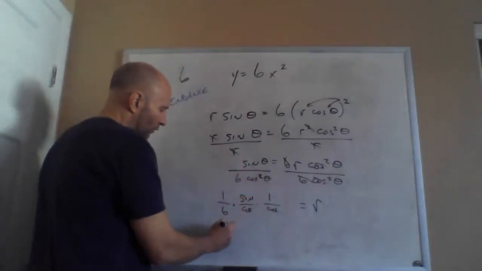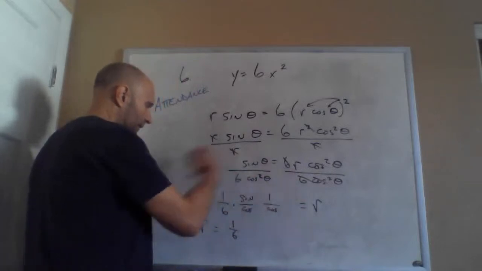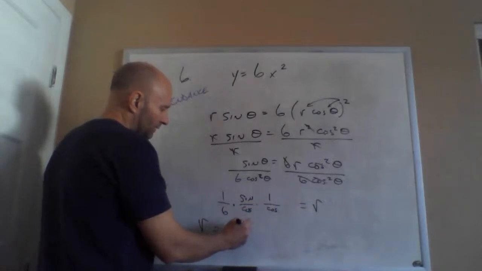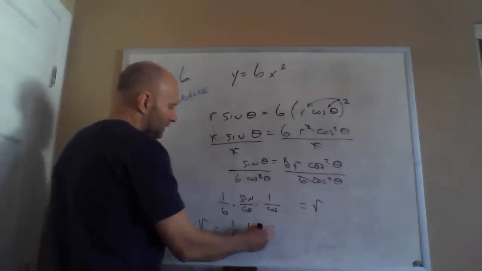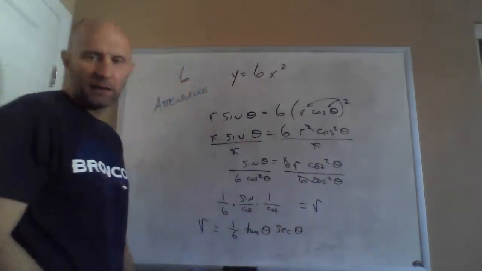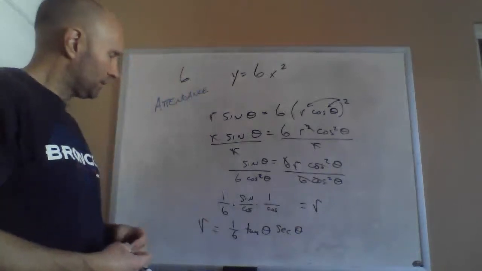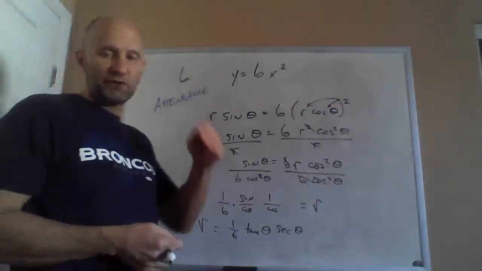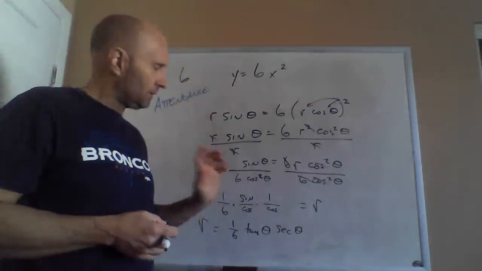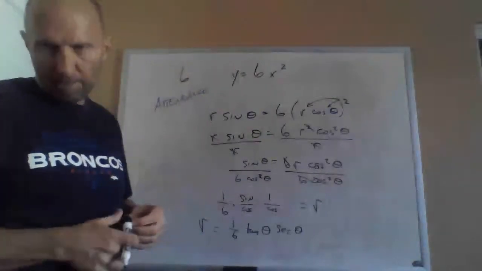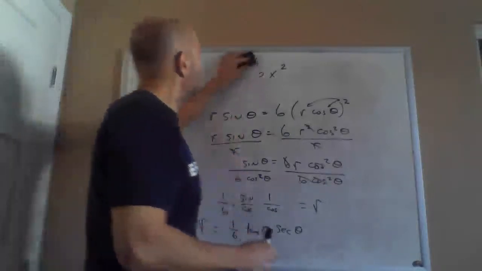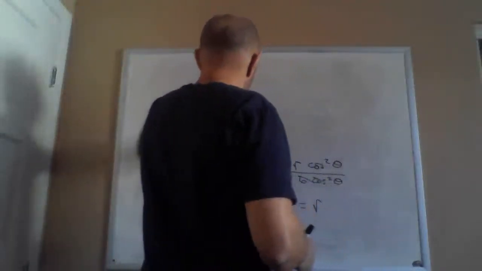So this becomes 1 over 6. So r equals, if I bring the r to the left side, r equals 1/6. Sine over cosine is tangent, so tangent theta. And 1 over cosine is secant, so secant theta. Okay, good, perfect. So that would be your answer: 1/6 tangent theta secant theta. Any questions on that one? All right. And so again, please make sure you have that one in your ticket out the door notebook.